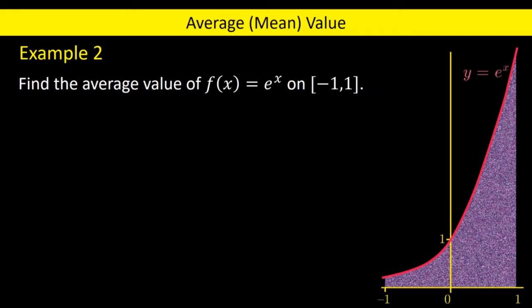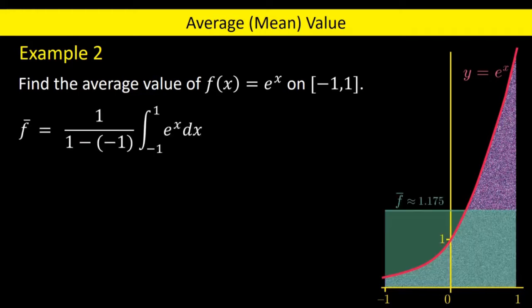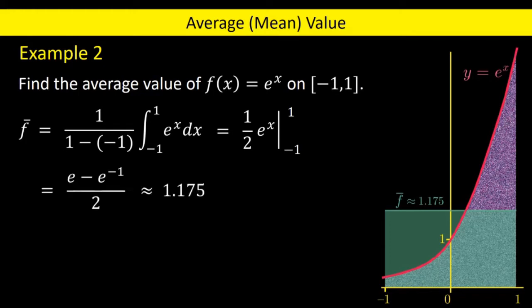Now let's try a familiar continuous function. We'll ask for the average value of e to the x on the interval from -1 to 1. Write down the formula. The integral is the area under the curve. We also need to divide by 2, which is the length of our interval. Use the fundamental theorem of calculus. An antiderivative is e to the x, and you evaluate that between -1 and 1, and here is the answer.